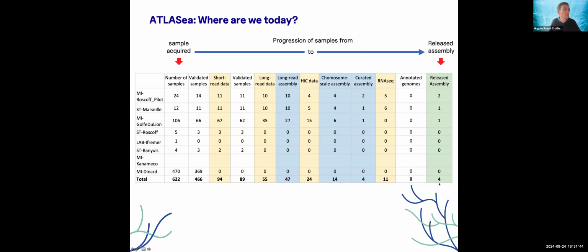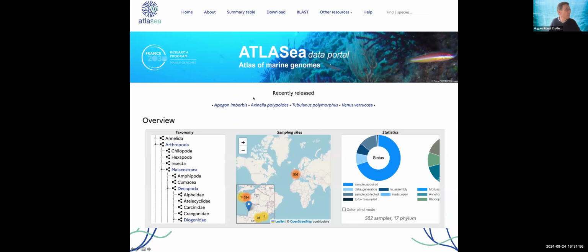So as I said, we have 4 at the moment that are released, but many more are somewhere along the line in the process. All the data is available on an ATLASea data portal, where you can see where samples have come from, the different statistics of how many samples are where in the pipeline. You can search using keywords such as the taxonomic name, also the status at which it is, and so on. And you can download sequences from there. So that will be all for ATLASea for now.